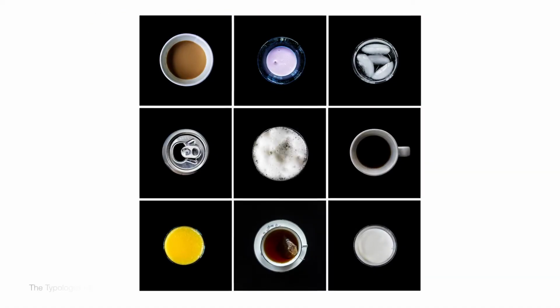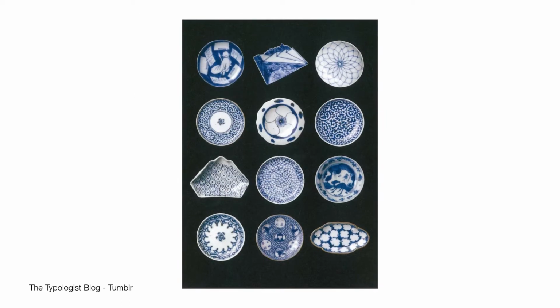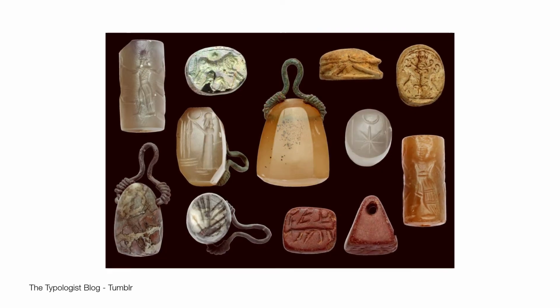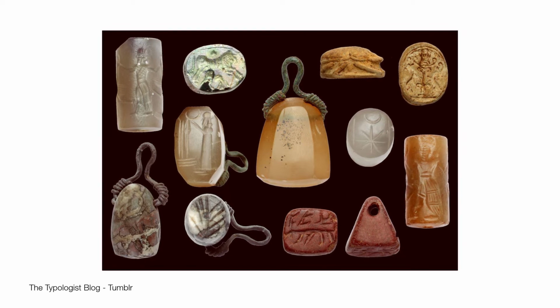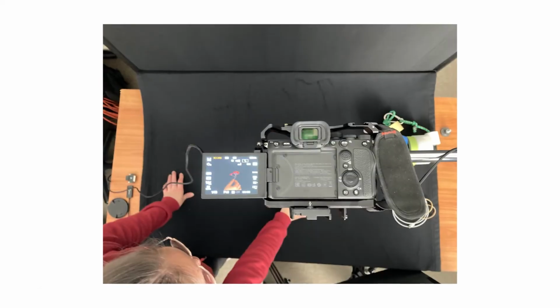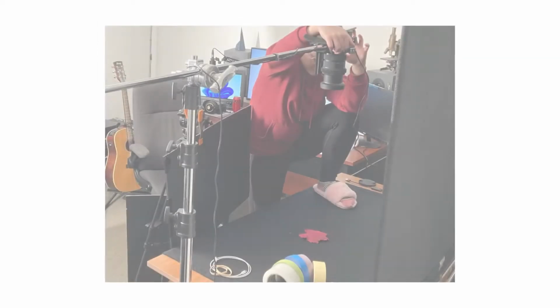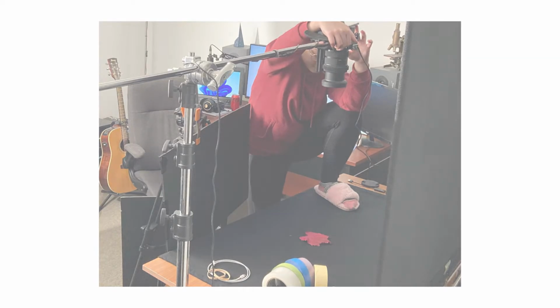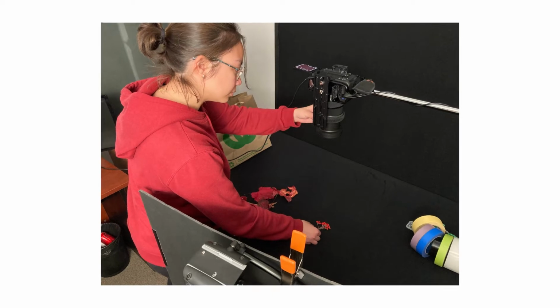I was inspired by the works on the Typologist blog on Tumblr. Many of the works on there emulate a museum collection, and I wanted to try and achieve the same look. I took photos of each variety of plant that I found under the same lighting conditions and on a black cloth for a clean image.